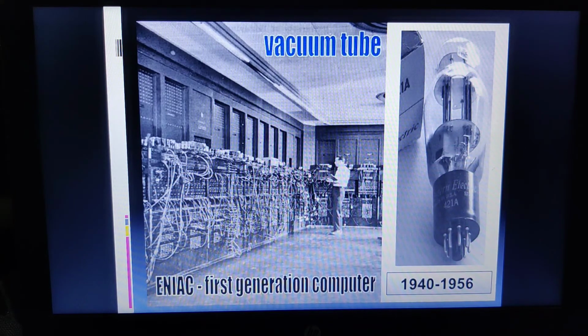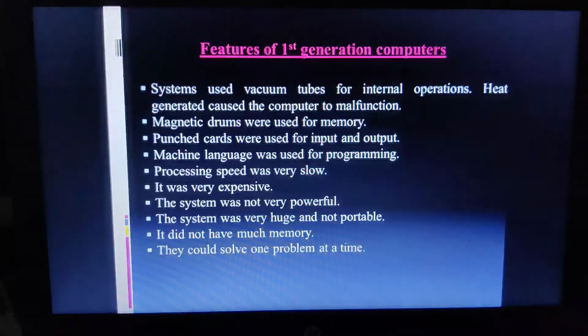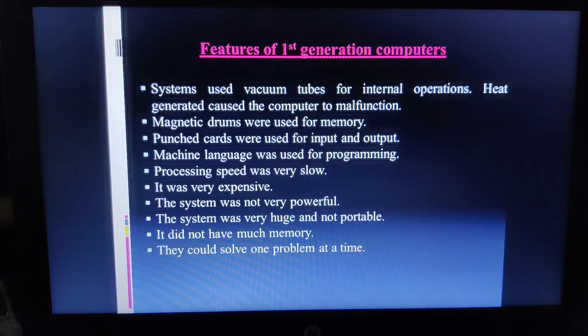So you need to mention all these features whatever we have discussed. Okay, then what are the examples of the first generation computer system? I said that is ENIAC, EDVAC and the UNIVAC. So they may ask you, write the features of the ENIAC. So these are the common features of the first generation.